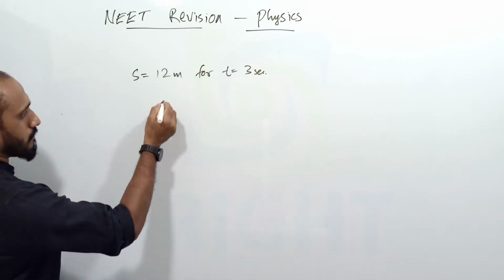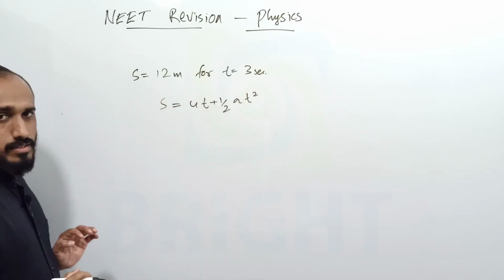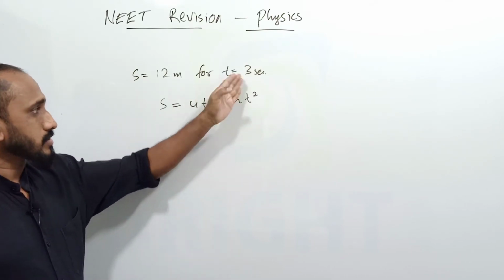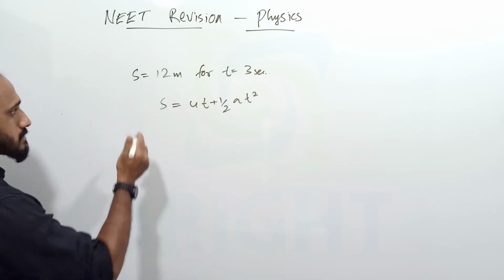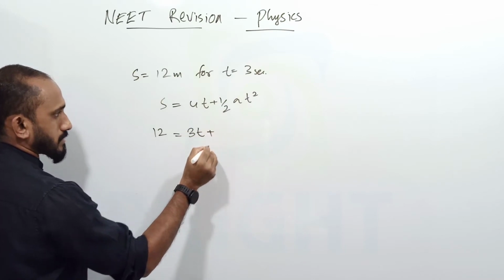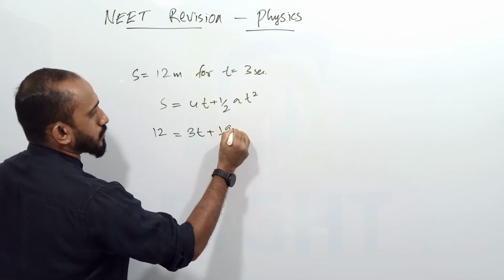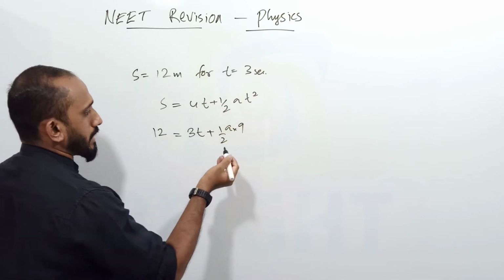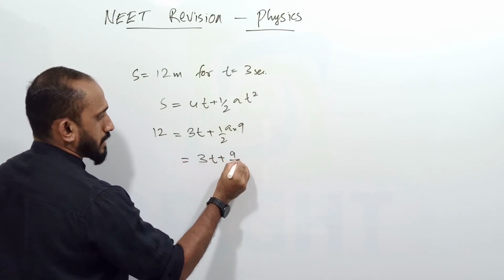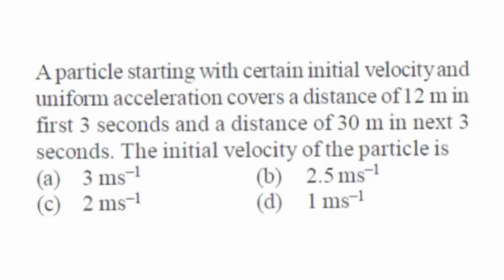It travels a distance of 12 meters in the first 3 seconds. So we can write S equal to ut plus half a t square, where S is the distance, u is the initial velocity, a is the acceleration, and t is the time taken. So this equation we can write as 12 is equal to u, which we don't know, into t, which is 3, plus half a into t square, which is 9, so 9 by 2 a. That is 12. So this can be written as 3u plus 9 by 2 into a is 12. Equation number 1 we get.